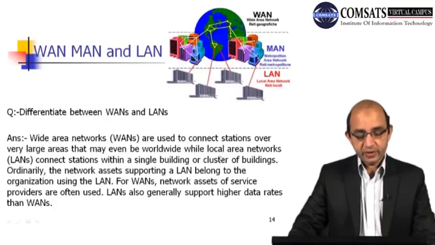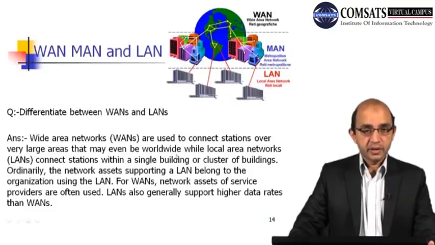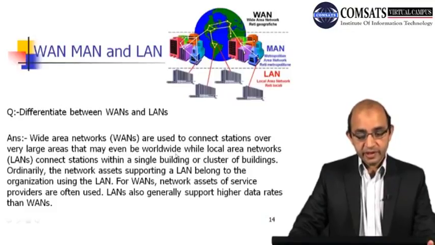So WANs or wide area networks are used to connect large areas. So you can say maybe if a company has a lot of different offices in a big city, they can lay the WAN infrastructure in order to connect all their offices. So maybe we can talk about the communication between cities, right?